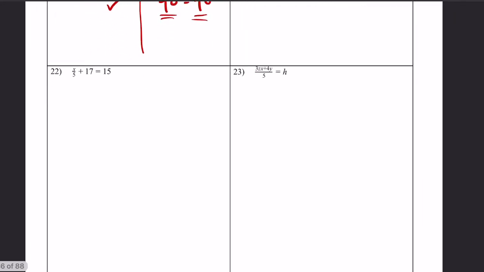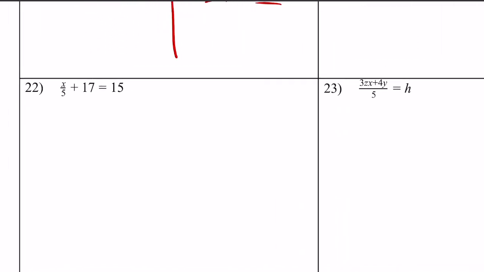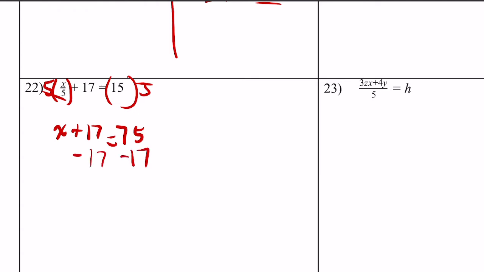Now, let's look at this one. A lot of you did this. You multiplied by 5, so you remove the 5. Very good. Then you ended up with this. What is 15 times 5? It is 75. And then minus 17, minus 17. x is equal to 58.